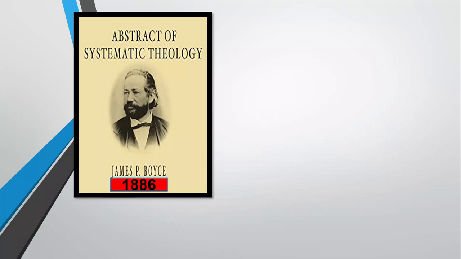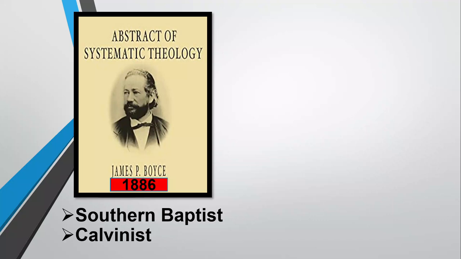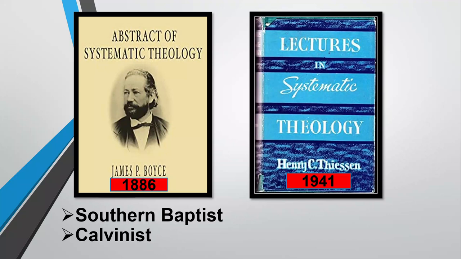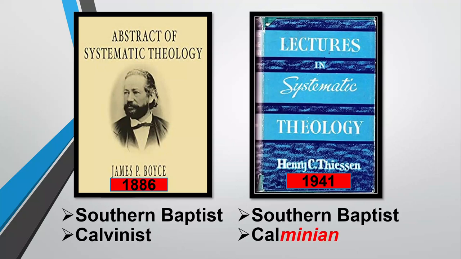Now this brings us to another one, entitled Abstract of Systematic Theology, written by James P. Boyce, authored in 1886. Boyce was a Southern Baptist, so it means he was not Reformed, but he was a Calvinist. Another one is the one written by Henry Thiessen, Lectures in Systematic Theology, based on his lectures. Like Boyce, he was a Southern Baptist, but he was what I call a Calminian. He had fragments of Calvinist theology as well as fragments of Arminian theology. Now to answer the question, which is the best systematic theology? Answer, there is no best.